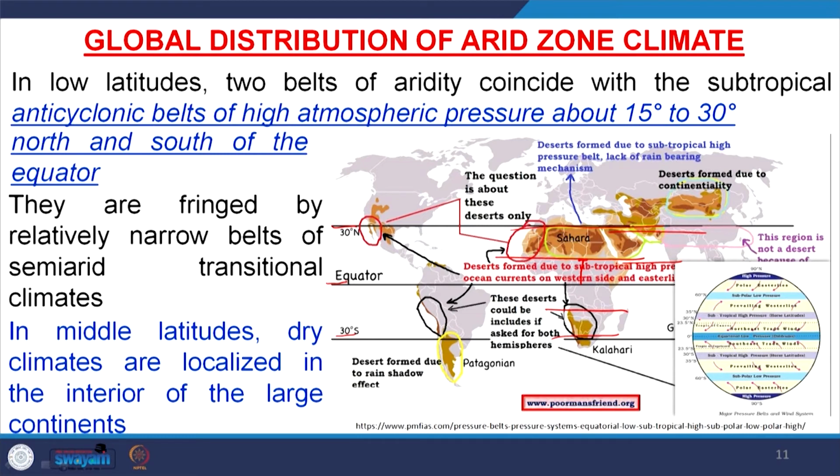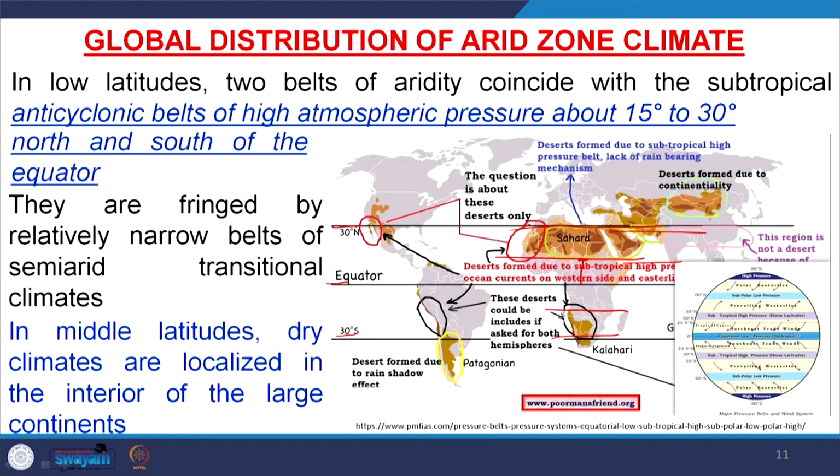If you see here, this is the atmospheric high pressure zone, 15 to 30 degrees. Similarly, here 15 to 30 degrees we have a high pressure zone. So, those regions at 15 to 30 degrees, representing the high atmospheric pressure zone, account for most of the arid regions of the world, on both sides of the equator, north and south. They are fringed by relatively narrow belts of semi-arid or transitional semi-arid climate. In middle latitudes, the climates are localized in the interior of the large continents.